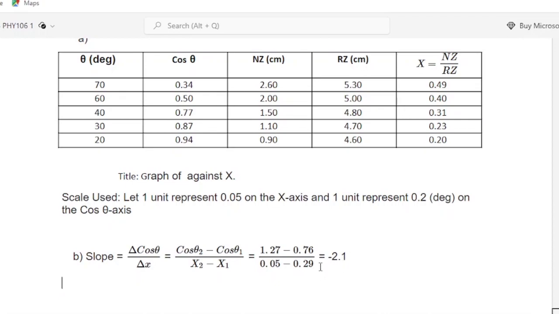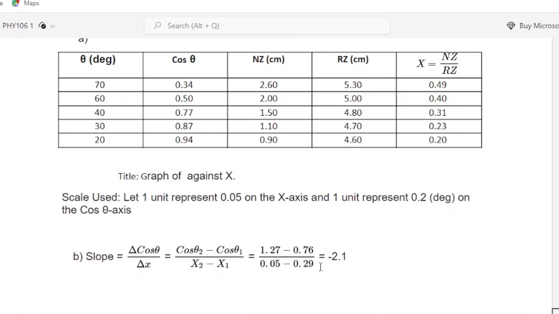So what does this mean? Number one, it means that I have a negative graph. And this would mean that for this case here, the refractive index is minus 2.1. So what the slope represents is the refractive index of the glass, which we know should be 1.5 or something around 1.5. But I'm now having minus 2.1. So what does it entail?